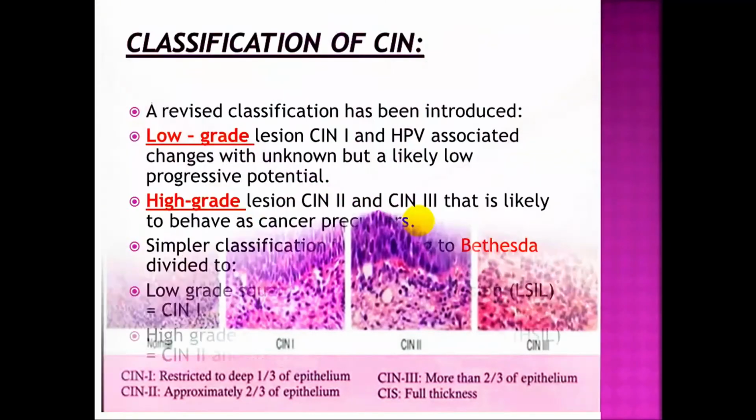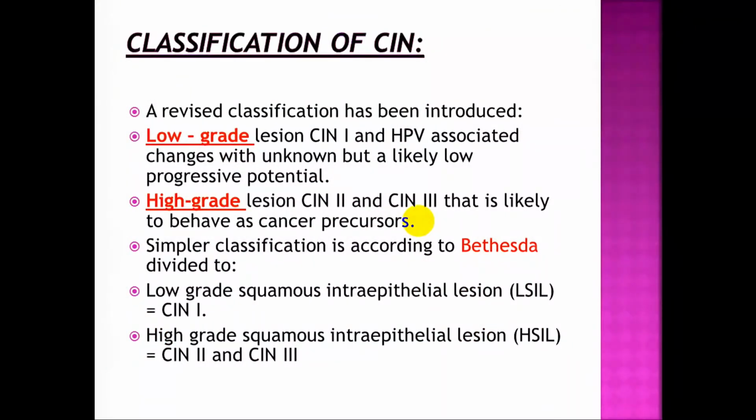Classification of SIN. A revised classification has been introduced. Low-grade lesion, SIN 1, and human papillomavirus associated changes with unknown but likely low progression potential. High-grade lesion, SIN 1, SIN 2 and SIN 3 that is likely to behave as a cancer precursor.